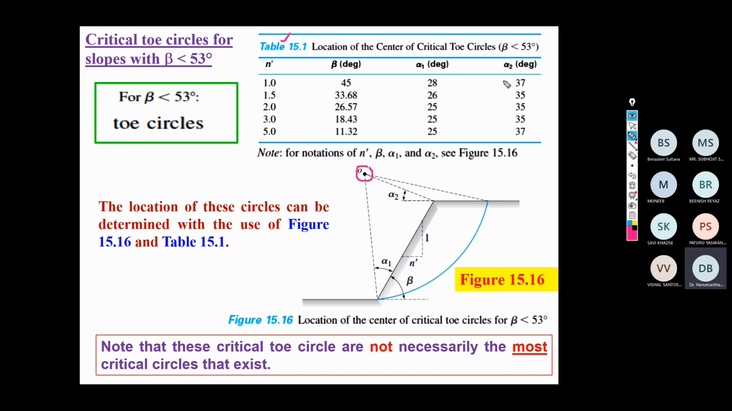Now once beta is known, for a known beta, the other values of angles, that is alpha 1 and alpha 2, you have to either assume or determine. You have to determine the location of these circles. Like for example here, for a value of 28 for alpha 1 and 37 for alpha 2, you can draw two arcs, and wherever these two arcs meet, that will become the center of the toe circle in case the beta is less than 53 degrees. So this is how the center of the slip circle, or the center of the failure circle, will be identified in case of beta less than 53 degrees.